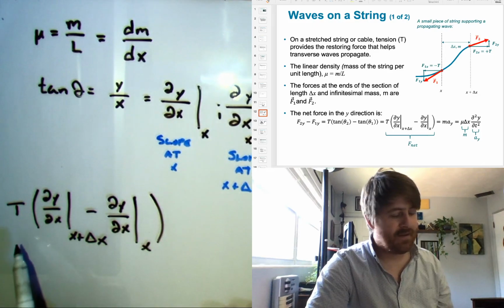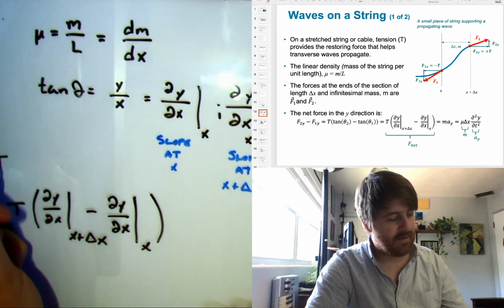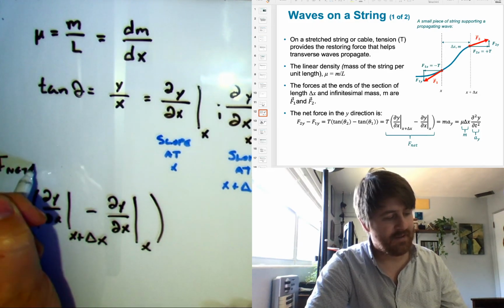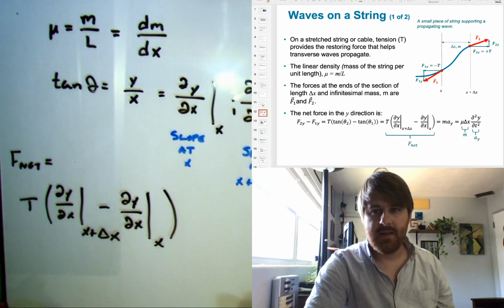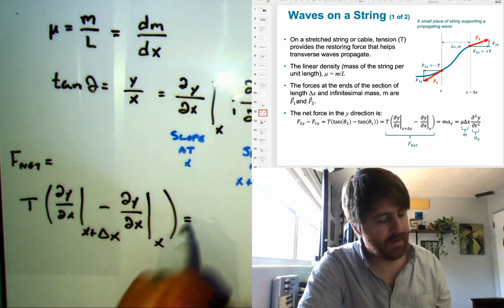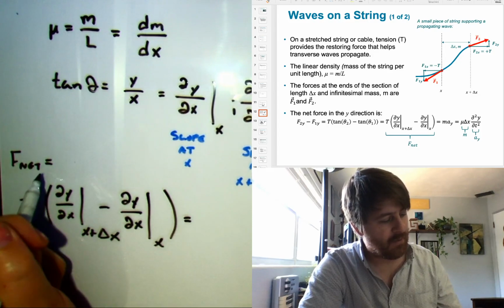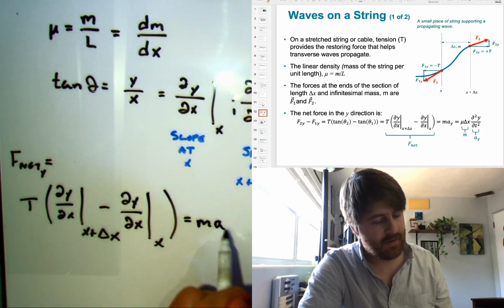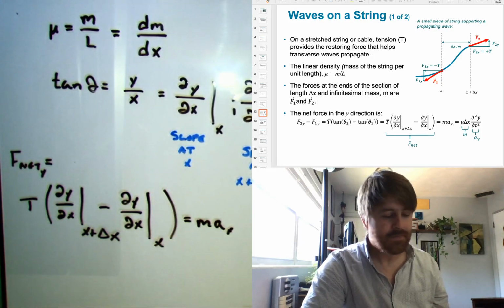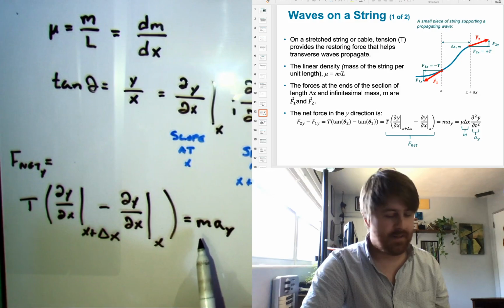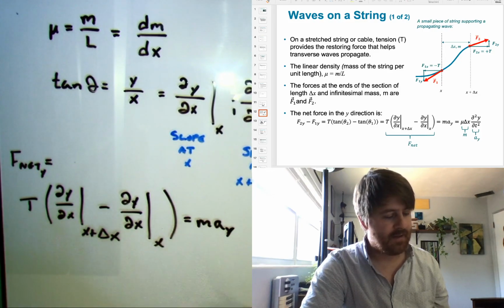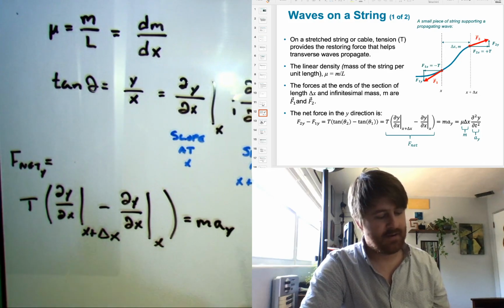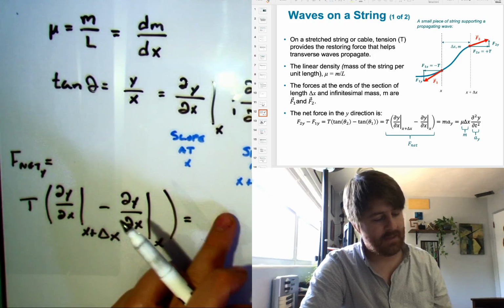Now Newton's second law says this is F net on this section of the string, and this should be equal to ma, and this is the y component, F net y. This is m a y. But we can write this m as the linear density times the length.